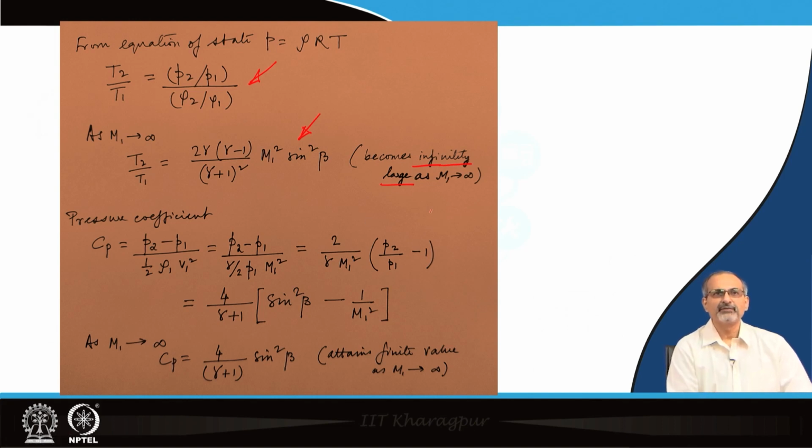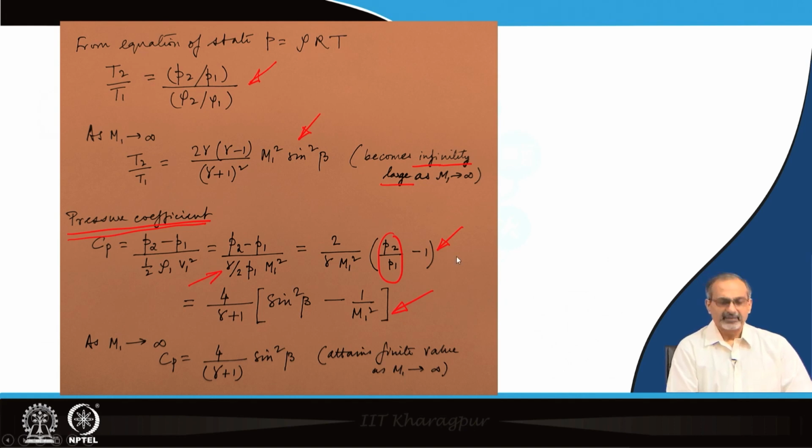Now, based on all that we have done till now, we can work out a few more expressions. For example, if we want to work out the pressure coefficient, by definition Cp is P2 minus P1 by half rho 1 V1 square. We take the free stream quantities in the denominator, and for compressible flows we generally express it as gamma by 2 P1 M1 square, and therefore, we come to a form like this, which involves the pressure ratio. Now, if we substitute the pressure ratio expression over here, then the final expression for Cp will boil down to this.